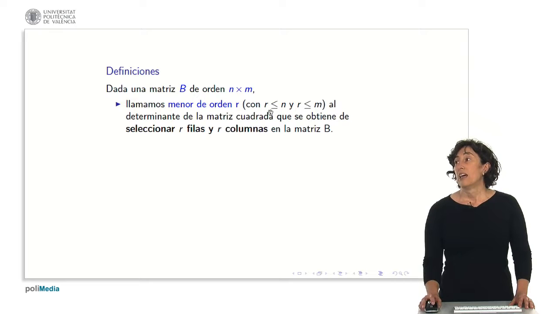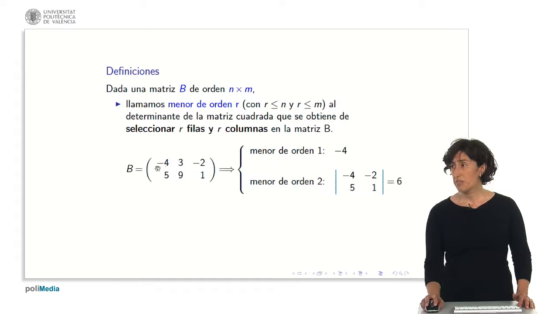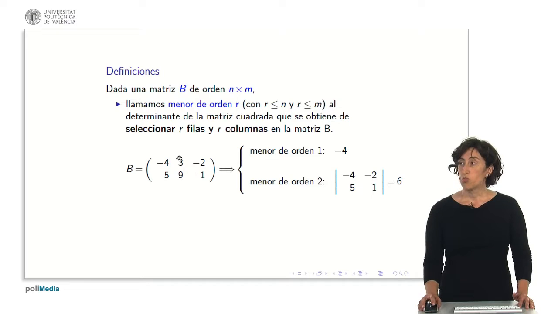Normally, r has to be less than or equal to the number of rows and the number of columns to be able to select. So, for example, given this matrix B, minus 4, 3, minus 2, 5, 9, 1, then I can build a minor of order 1 by selecting a row and a column, for example, minus 4, first row, first column. It could also be minus 2, first row, third column, or 9, second row, second column. That is, all of them would be minors of order 1. For minors of order 2, I can select, for example, first row and second row with first column and second column. And I have minus 4, 3, 5, 9.